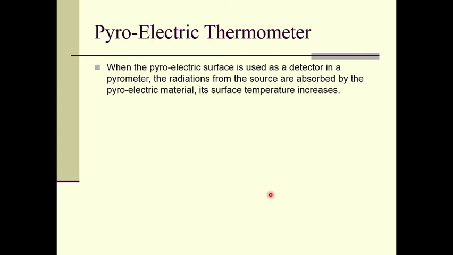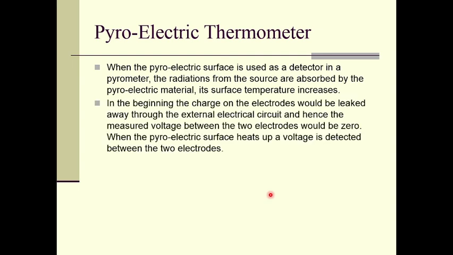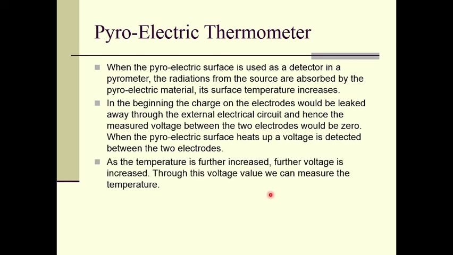So when the pyroelectric surface is used as a detector in the pyrometer, the radiation from the source is absorbed by the pyroelectric material, and its surface temperature increases, right? In the beginning, the charge on the electrodes would be leaked away through the external electrical circuit, and hence the measured voltage between the two electrodes would be zero. When the pyroelectric surface heats up, a voltage is detected between the two electrodes, right? As the temperature is further increased, the voltage further increases. Through this voltage value, the temperature can be measured, right? So this is the working of the pyroelectric thermometer.